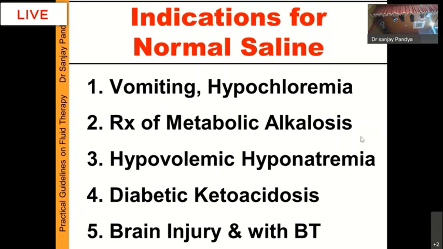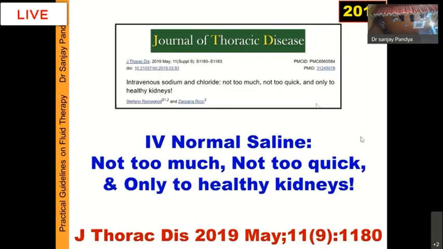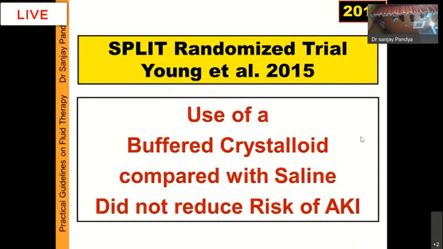So for vomiting, normal saline is the choice. Hypochloremia, normal saline is the choice. Metabolic alkalosis, normal saline is the choice. Hypovolemic hyponatremia, normal saline is the choice. Diabetic ketoacidosis, brain injury with blood. IV saline, not too much, not too quick, and only to a healthy kidney, is quite safe. So every fluid has its own advantages.